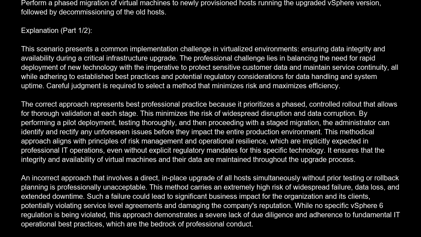An incorrect approach that involves a direct, in-place upgrade of all hosts simultaneously without prior testing or rollback planning is professionally unacceptable. This method carries an extremely high risk of widespread failure, data loss, and extended downtime. Such a failure could lead to significant business impact for the organization and its clients, potentially violating service-level agreements and damaging the company's reputation. While no specific vSphere 6 regulation is being violated, this approach demonstrates a severe lack of due diligence and adherence to fundamental IT operational best practices, which are the bedrock of professional conduct.